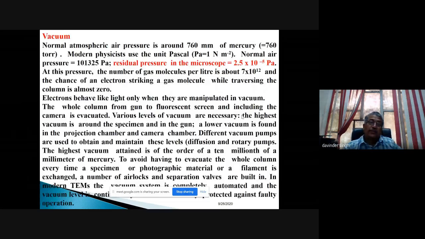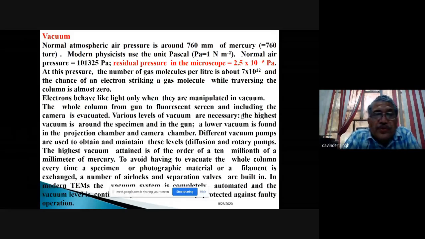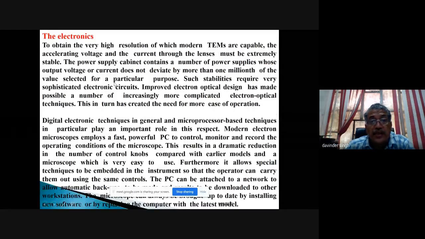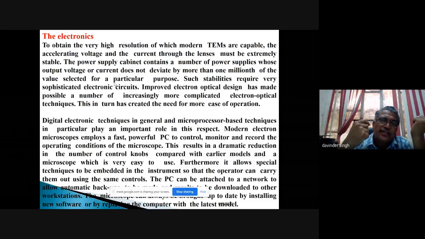Okay, and as I told you, some specifications we need. We need vacuum for the microscope, generally of the order of 2.5 × 10^-5 Pascal. So you can skip this idea. Then the electronics, a lot of electronics you need, because with all this process, how you are detecting, let's say, the electron hitting the fluorescent screen, what emission you are getting.